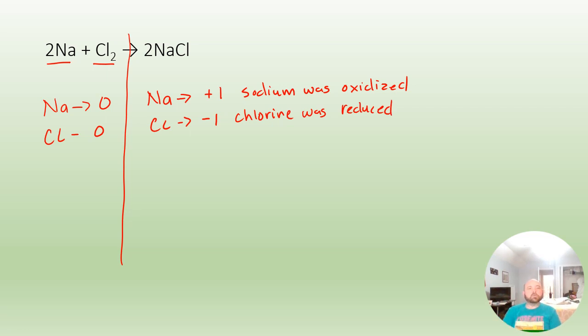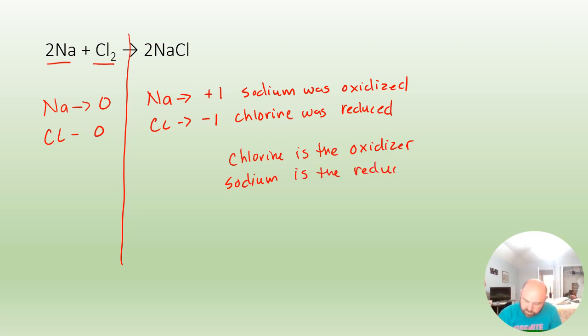All right. Going back to our terminology there, if sodium was oxidized, it had to be oxidized by something, and that something was chlorine because chlorine changed. So chlorine is the oxidizer, and sodium is the reducer. And there we have it.